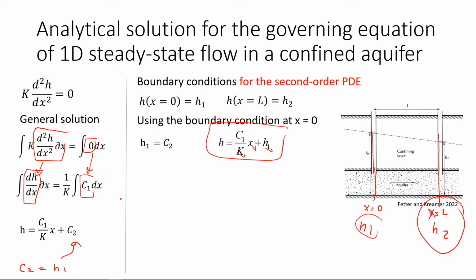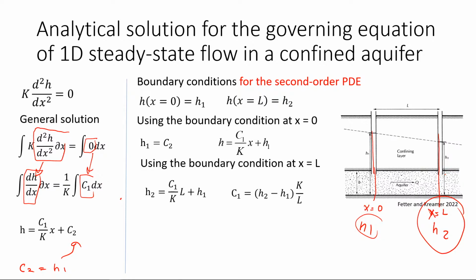So if I use my other boundary condition, let me, where is this? Yeah, so this is using my other boundary condition. At H2, I substitute H2. So H here, I will get H2. That would be H2. That would be C1, the one that I'm trying to solve for, over K times L plus what is C2?